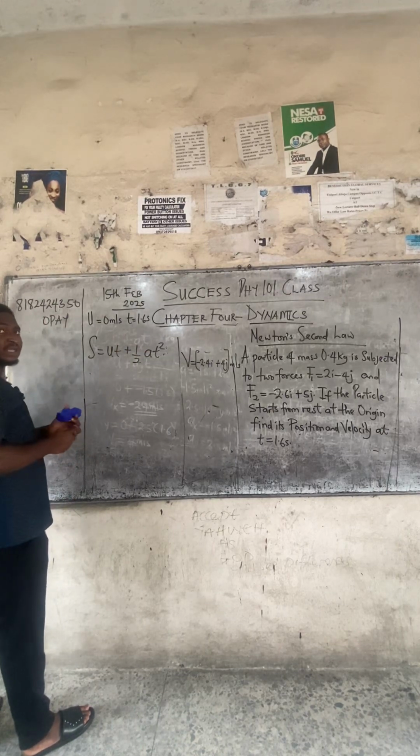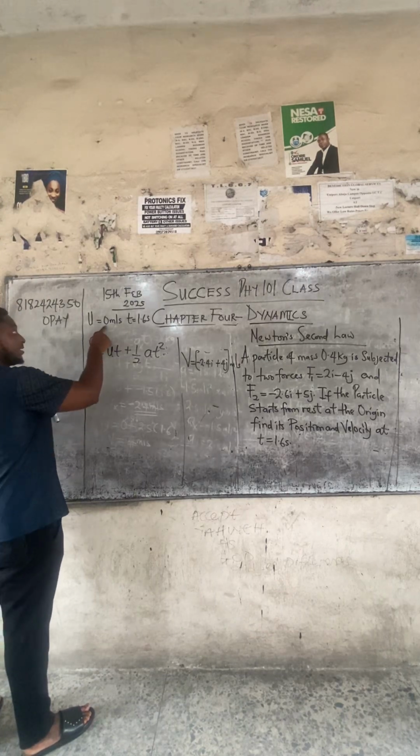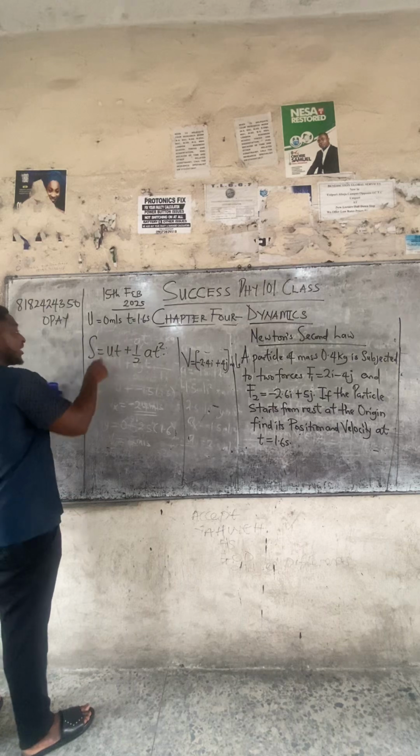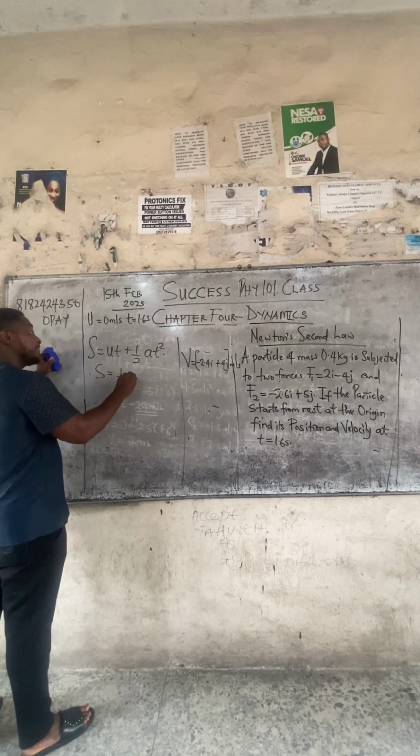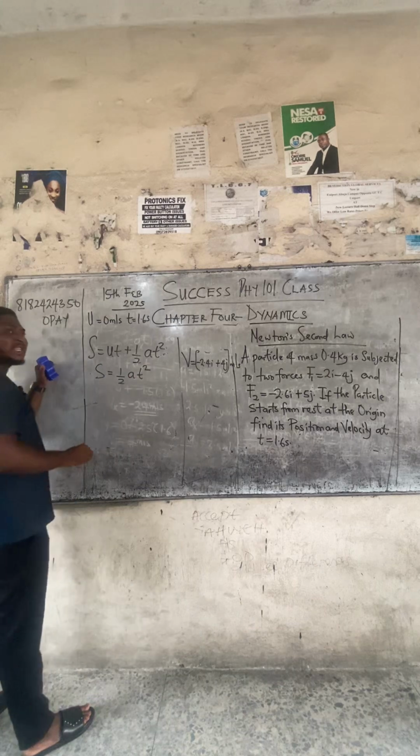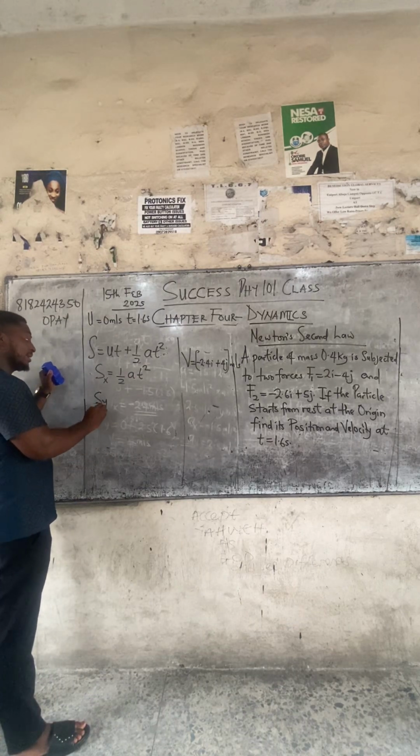S equals ut plus half at squared. S represents displacement. U is 0, right? The body starts from rest. So 0 times t is 0. So class, we are basically working with S equals half at squared. But class, displacement is also a vector quantity. So we're going to get it on the x-axis and on the y-axis.